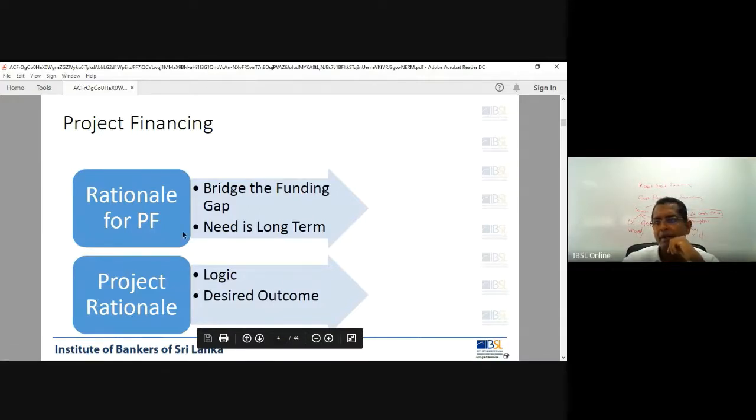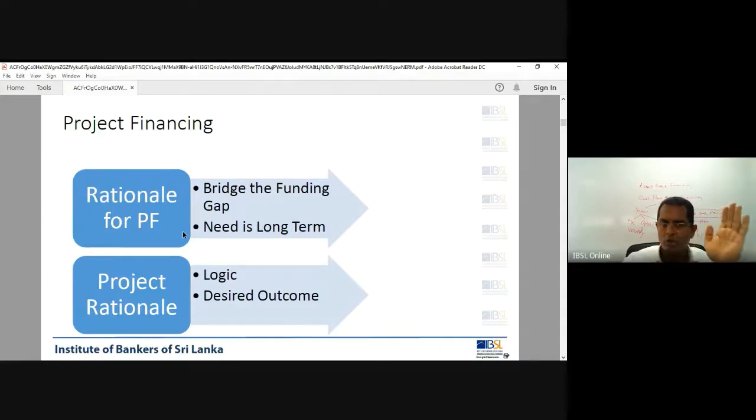Why project financing and why are we doing the project? Why project financing? It is to bridge the gap of financing, bridging the funding gap. Then the need is long term, not short term. That's why we want project financing. Why are we doing this project? What is the logic and desired outcome? What is the logic to do? Why do you want the coal plant?